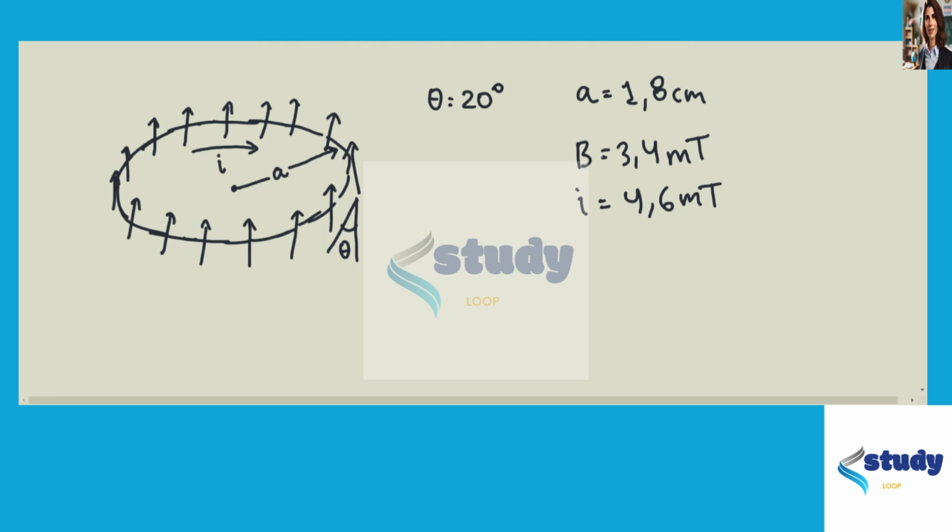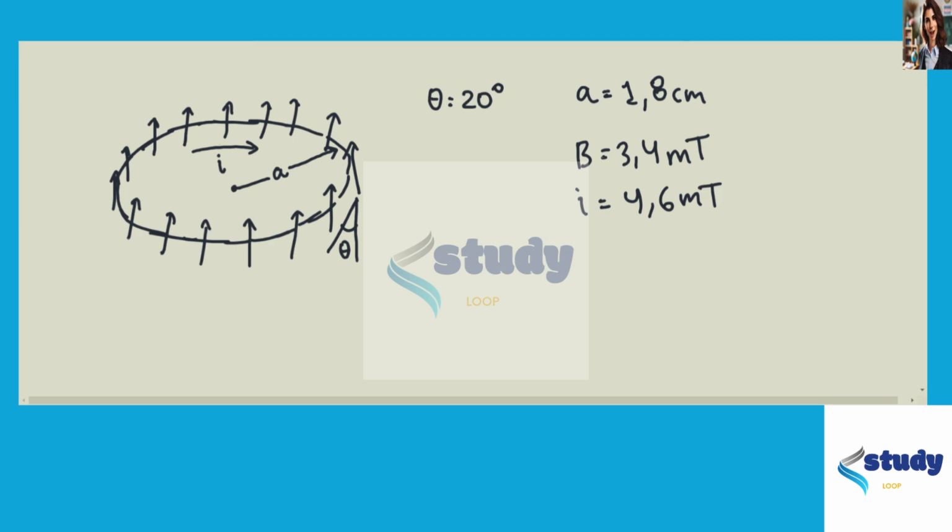So for this problem, we need to find the magnitude of the force that the magnetic field exerts on a ring if this ring carries some current of 4.6 milliamperes. We are given the radius of the wire ring. We are also given the magnitude of the magnetic field, and its direction makes an angle of 20 degrees with a normal to the plane of the ring.